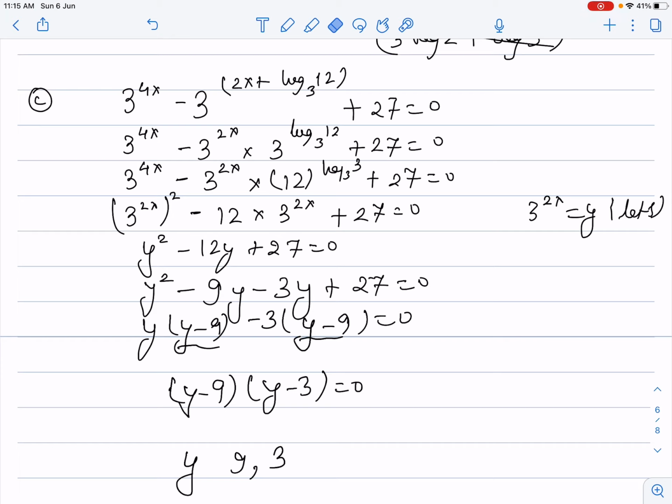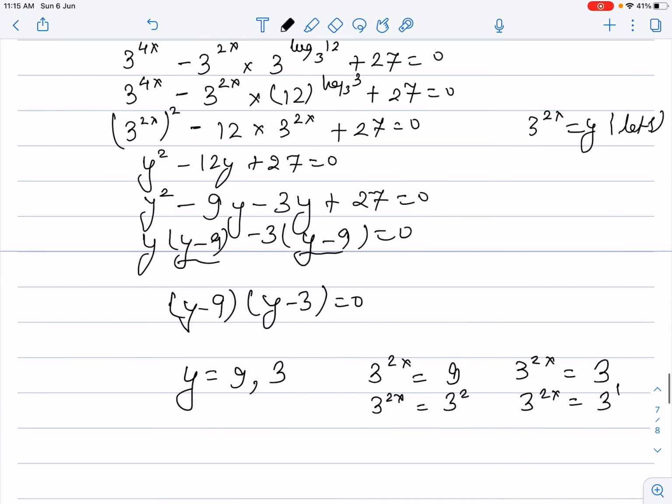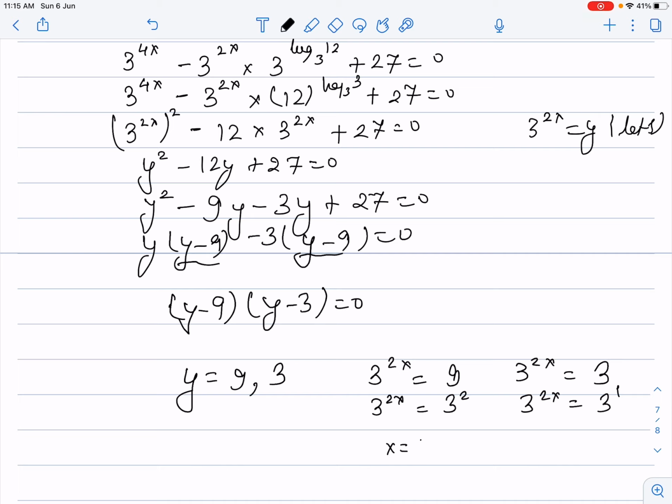Now what is the value of y? We know guys, we know the value of y as 3 to the power 2x. So 3 to the power 2x is equal to 9, or 3 to the power 2x is equal to 3. So we can write it as 3 to the power 2x is equal to 3 to the power 2 and 3 to the power 2x as 3 to the power 1. So on comparing the exponents, x will be becoming 1 from the first equation, and comparing the exponents, x will be becoming 1 by 2 from the second equation.